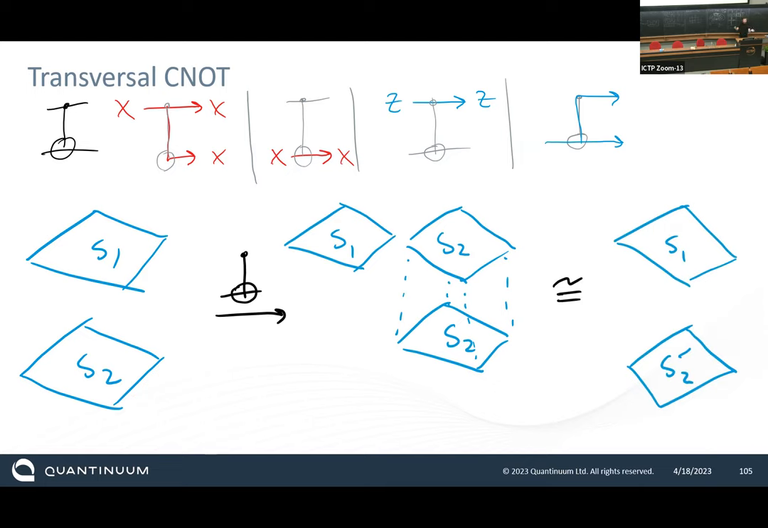So I'll share these slides, and you can see at least a quick proof of why CSS codes do have transversal operations that entangle code blocks. Sorry for going a couple of minutes over.